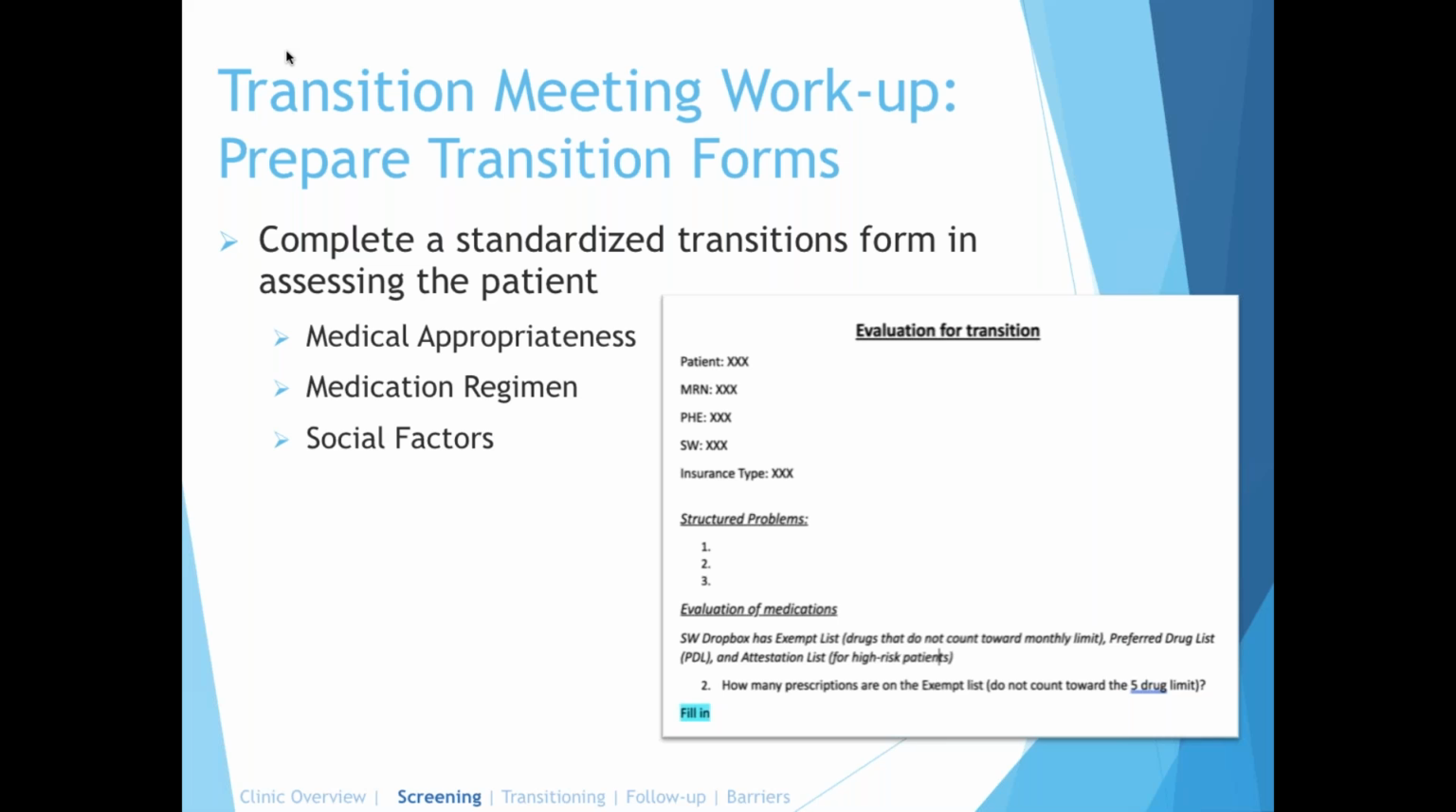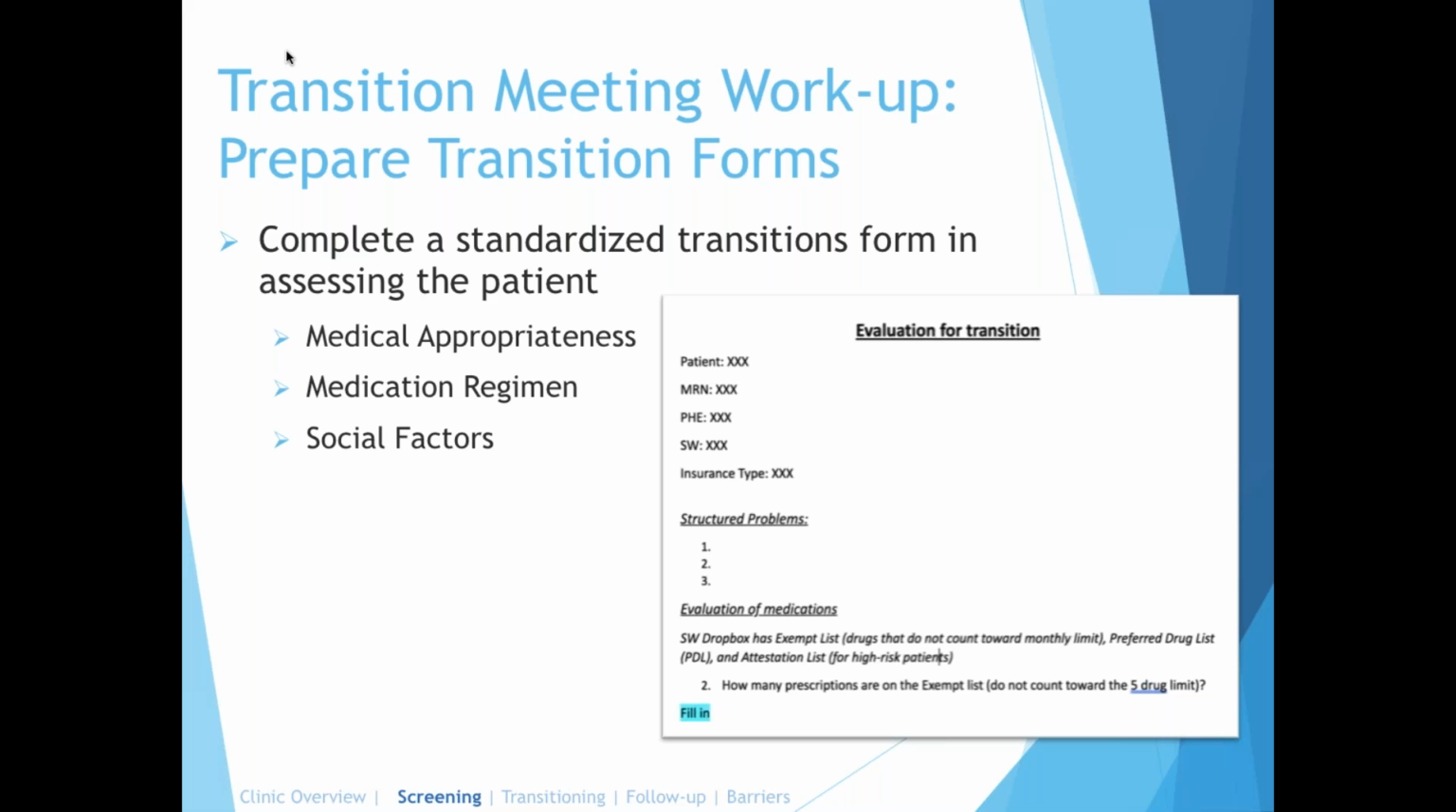And our final step in preparing for this transition meeting is we will actually prepare transition forms, which is a way to organize all of the information that we might need to discuss these patients and ensure that they are going to have a successful and safe transition where they will succeed. And this includes things like medical appropriateness, where we list their problem list, medication regimen, where we will check whether they will continue to have access to the same medications, and whether there are ways that we can work around potential gaps in their medications or access to specialists.